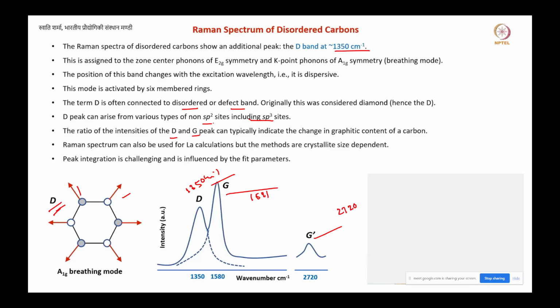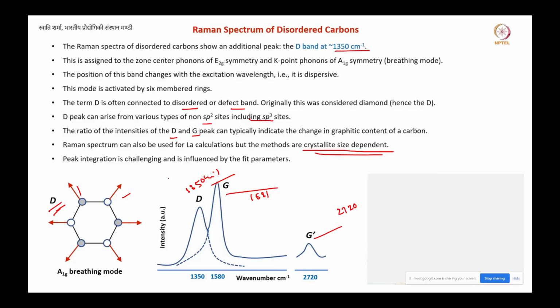The Raman spectrum can also be used for the La calculation, but the methods are crystallite size dependent. So that's what the question was asking. The Raman spectrum can be used for La calculation, but the methods depend on the crystallite size. Peak integration is challenging and is influenced by the fit parameter.